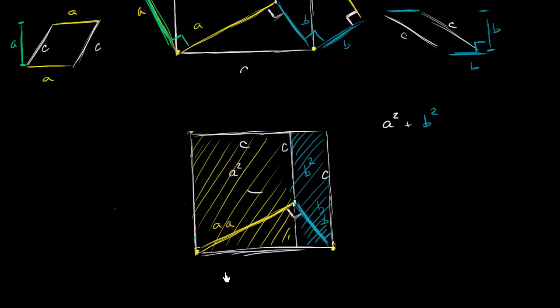Well, what's this going to be in terms of C? Well, we know that this entire thing is a C by C square. So the area in terms of C is just C squared. So A squared plus B squared is equal to C squared. And we have once again proven the Pythagorean theorem.